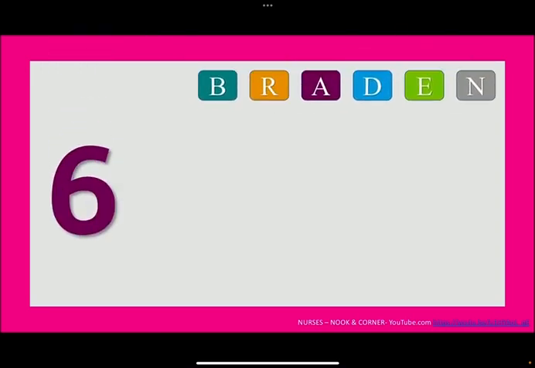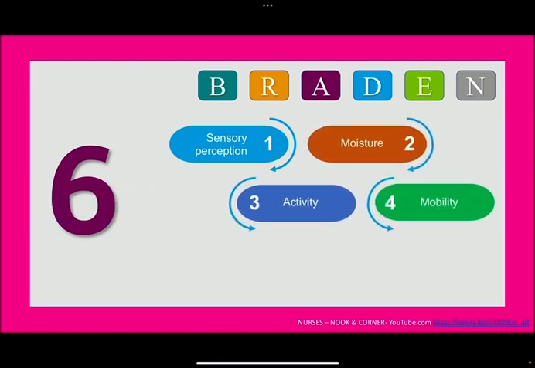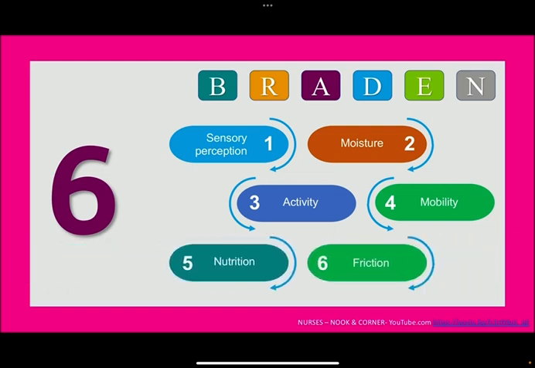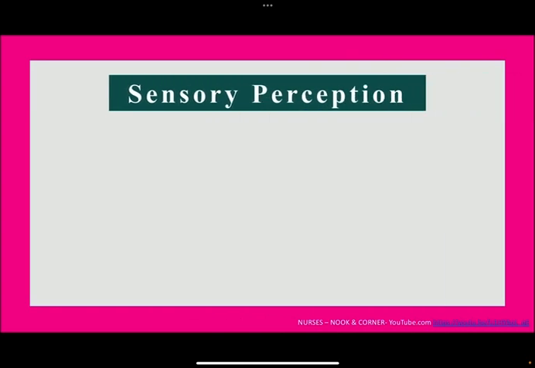The Braden consists of 6 categories. First one is the sensory perception, 2 is moisture, 3 is activity, 4 is mobility, 5 is nutrition, and 6 is friction. So all these 6 categories we need to assess the patient for, so that we can know the patient's degree of risk of having pressure ulcer. So we'll go to the first one, which is the sensory perception.